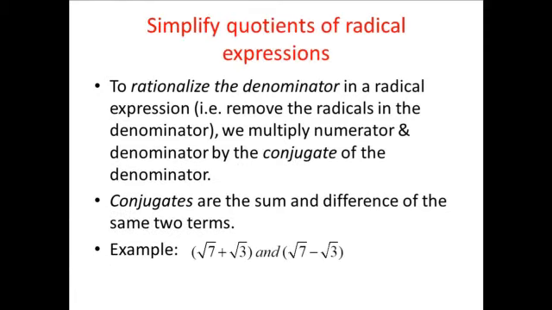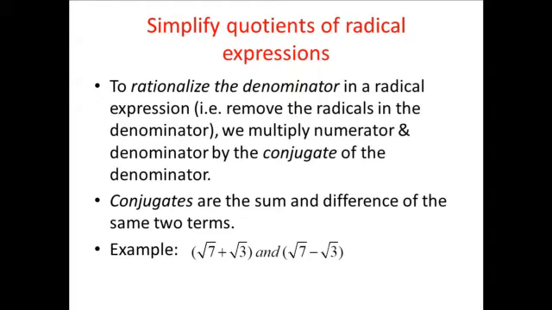Simplifying quotients of radical expressions. To rationalize the denominator in a radical expression, for example, removing the radicals in the denominator, we multiply numerator and denominator by the conjugate of the denominator. When we say conjugate, these are expressions with the sum and difference of two terms. Conjugates are the sum and difference of the same two terms. Example, the square root of 7 plus the square root of 3 has a conjugate that is square root of 7 minus the square root of 3.